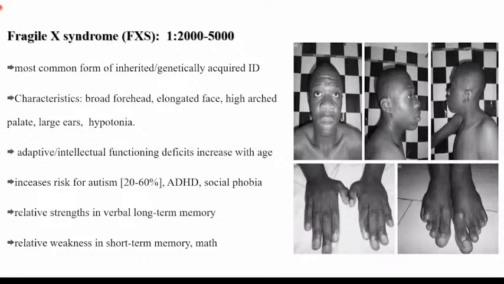It occurs in 1 in 2,000 to 5,000 live births, while Down syndrome was 1 in 1,000. However, Fragile X is the most common form of inherited, genetically acquired intellectual disability. The people with Fragile X syndrome also have typical characteristics. As you can see from the picture, they have a broad forehead, elongated face, high arched palate, large ears, and hypotonia. Muscles are weak.